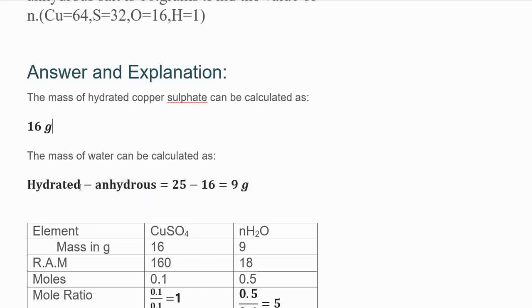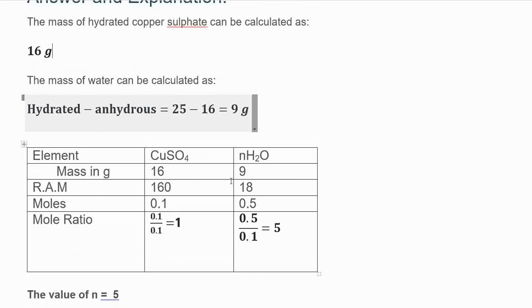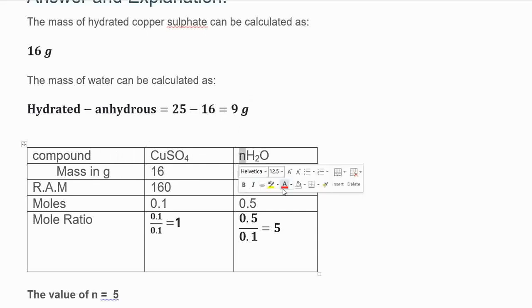So we take these values to the table. You write here the compound. Actually, this is not an element, but now it is the compound. So the compound here is copper sulfate, and then we have water. This water is also a compound. The mass of the copper sulfate is 16, and the mass of water that evaporated is 9. We want the value of N here. We are looking for this value N.